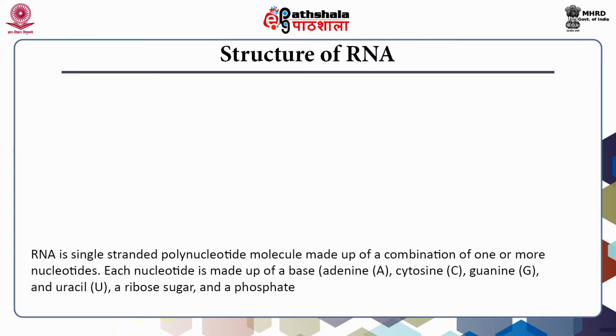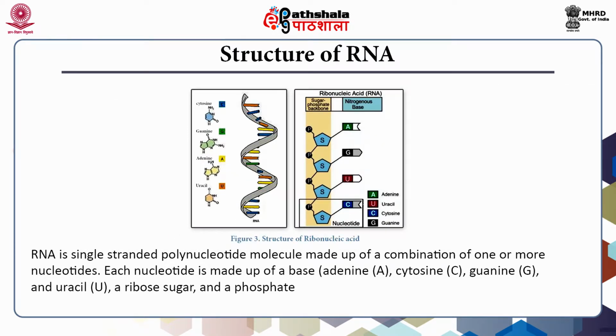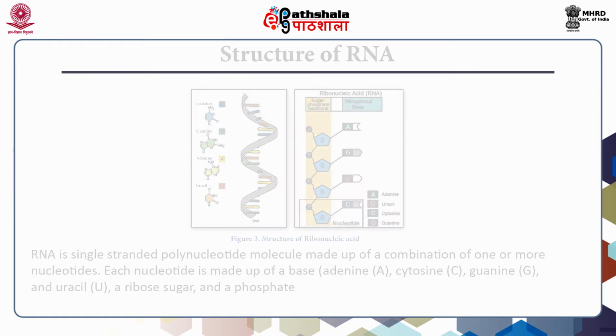RNA is a single-stranded polynucleotide molecule made up of a combination of one or more nucleotides. Each nucleotide is made up of a base: adenine A, cytosine C, guanine G or uracil U, a ribose sugar and a phosphate, which can be easily seen in this figure.